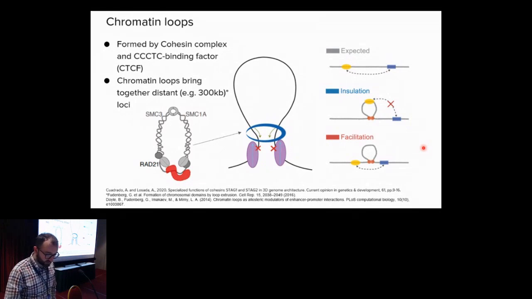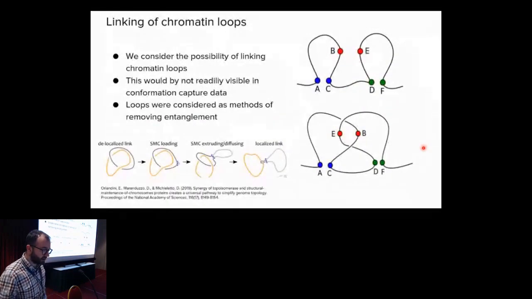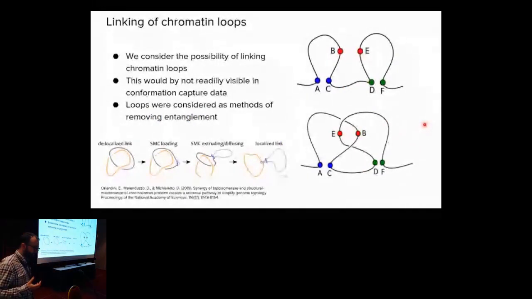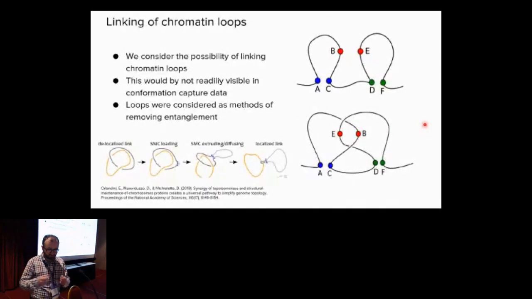So the loops are the basic building blocks, and what we consider here is the possibility that the loops themselves might be linked in 3D space like this. Since this is, of course, a highly random structure that moves freely in space, this will not be really visible in chromatin conformation capture data.